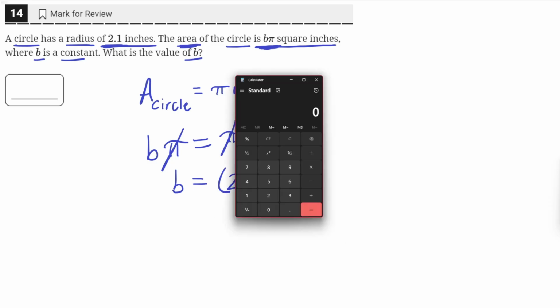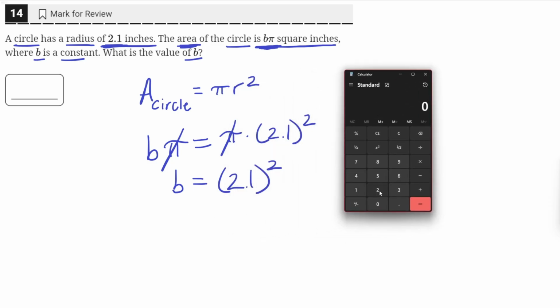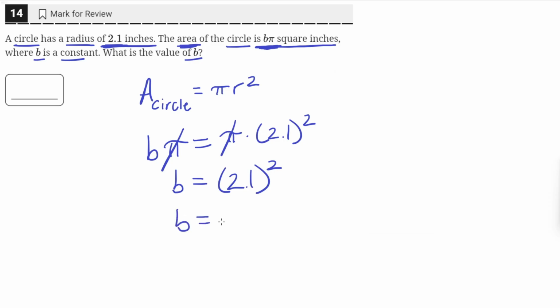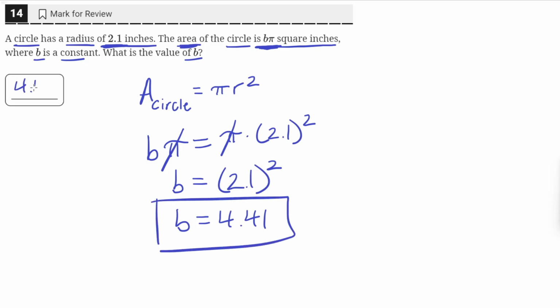And if we put that into our calculator, 2.1 squared is just equal to 4.41. So b equals 4.41. So that's the value of b, 4.41.